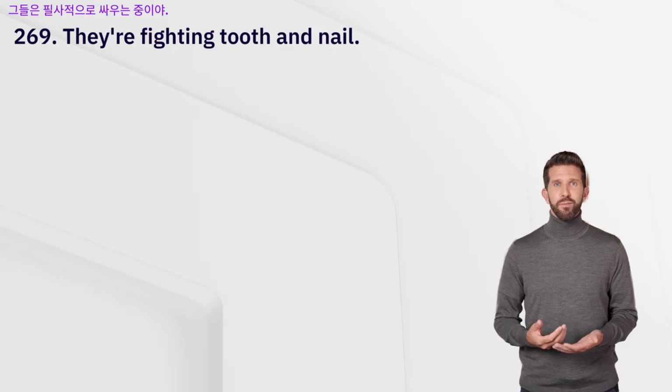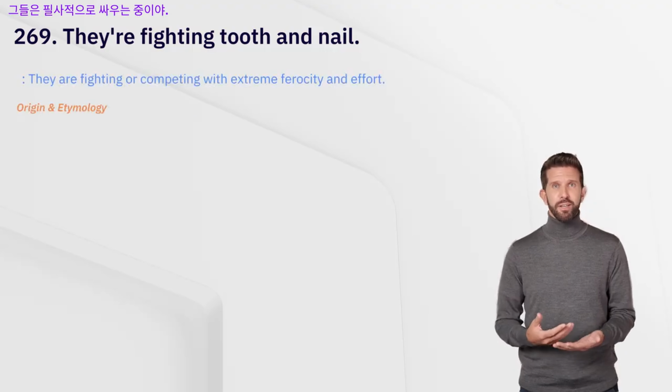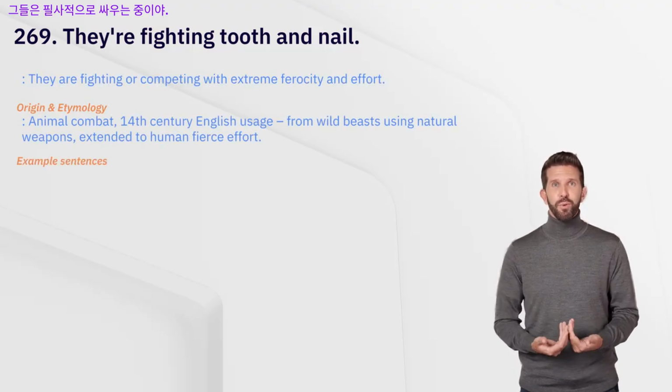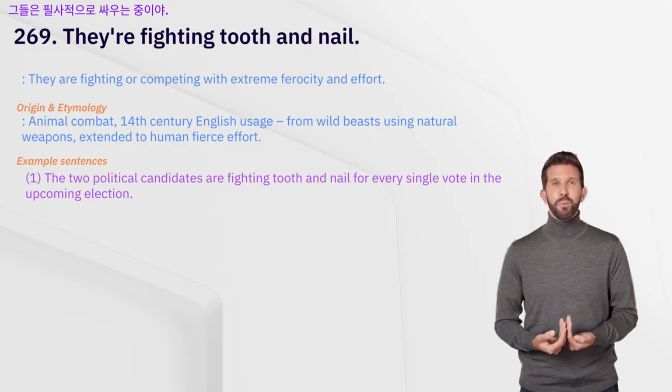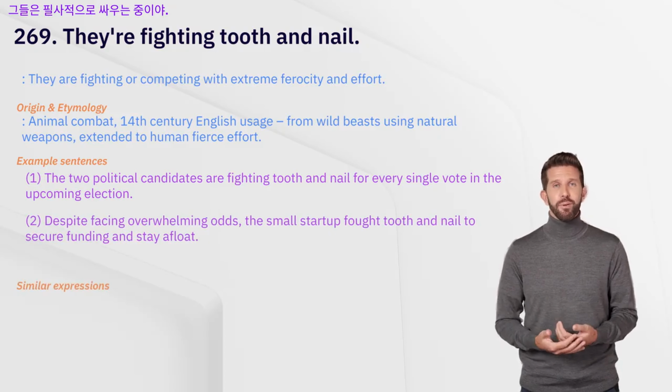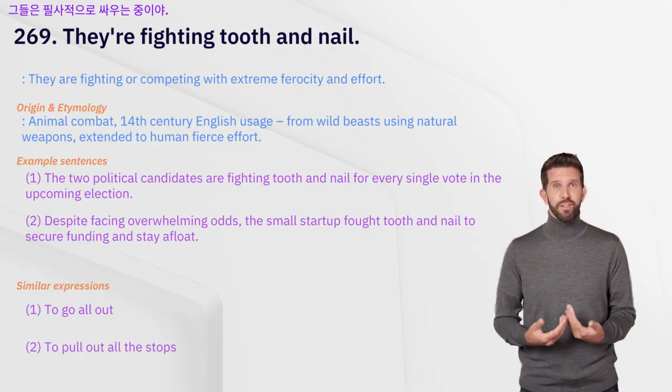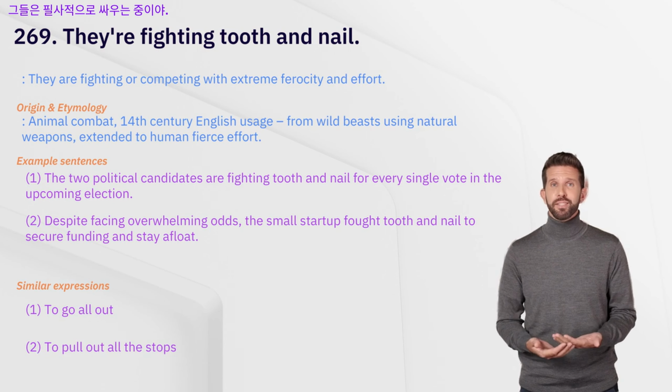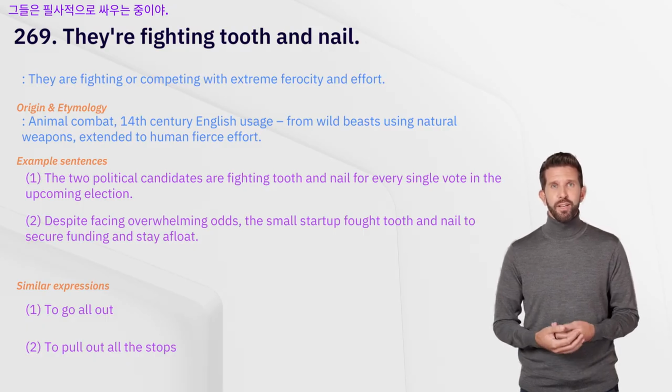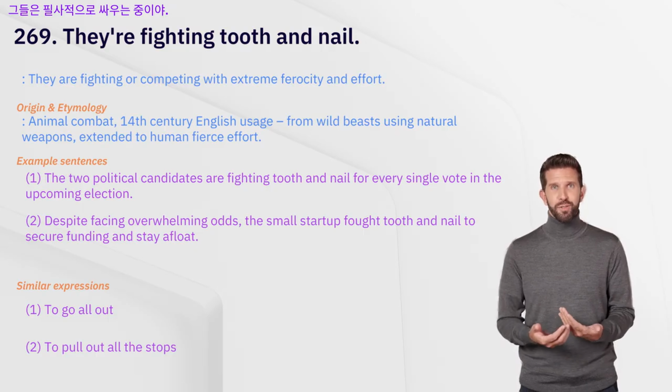To recap, they're fighting tooth and nail perfectly describes a situation where individuals or groups are engaging in a struggle with extreme intensity and effort, using every means available. This powerful image harks back to the fierce combat of wild animals. Remember, it conveys a sense of desperate, all-out effort. So, the next time you see someone giving their absolute maximum, facing immense challenges with unwavering determination, you can confidently say, they're truly fighting tooth and nail.